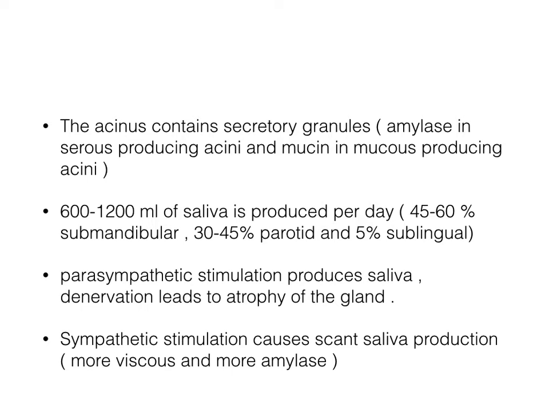We have about 600 to 1200 ml of saliva that are produced every day. 45 to 60% of these are secreted from the submandibular, and then 30 to 45% from the parotid, and 5% from the sublingual. We have parasympathetic stimulation that stimulates the production of saliva, and any denervation leads to atrophy of the gland and xerostomia.